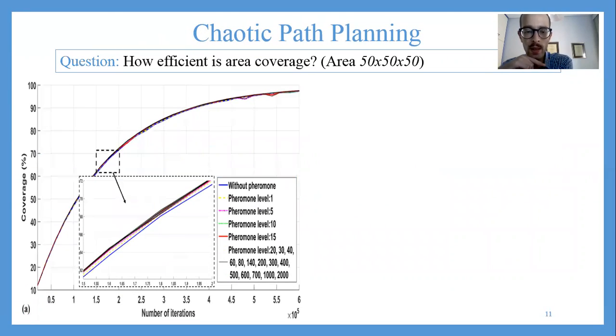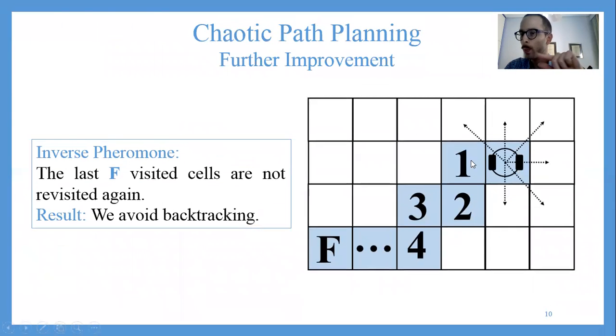Upon doing specific simulations for an area of size 50 by 50 by 50, I see that as the number of iterations increases, we actually manage to acquire complete area coverage. So you see that the coverage here almost gets to 100%. So we have complete coverage. Using the pheromone, I see that I don't have a lot of improvement. You see they're pretty close, even if I use one level of pheromone, 5, 10, 15, or even more. So the improvement in coverage is not very much. It's like 1 or 2%. But still, we use pheromone because it helps us avoid backtracking here. Okay, so we avoid movements to previously visited cells.